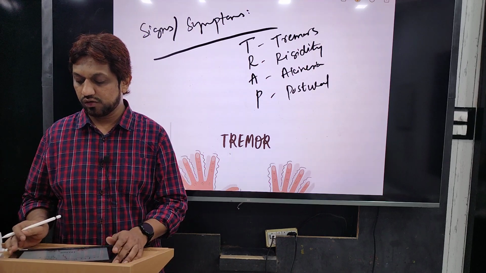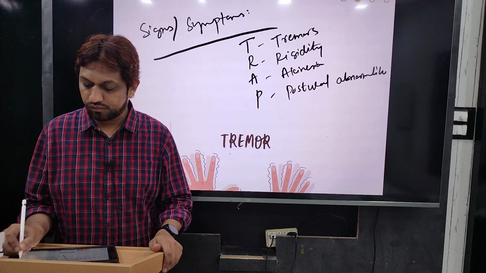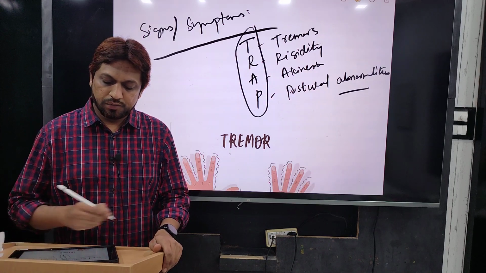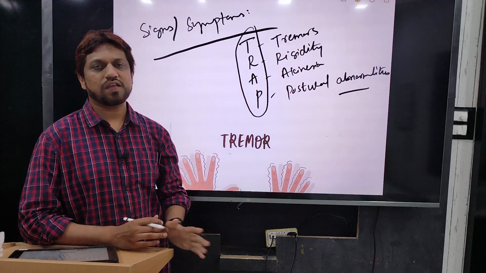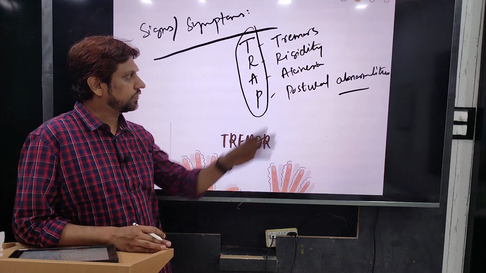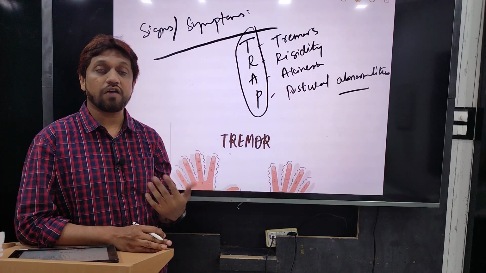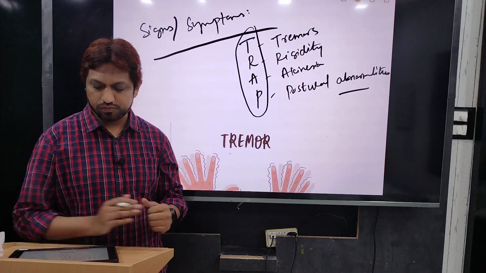Postural abnormalities. Just remember this word, TRAP. These are the classical signs and symptoms seen in Parkinson's disease. Let us discuss all these motor symptoms. However, there are other motor symptoms and non-motor symptoms too.